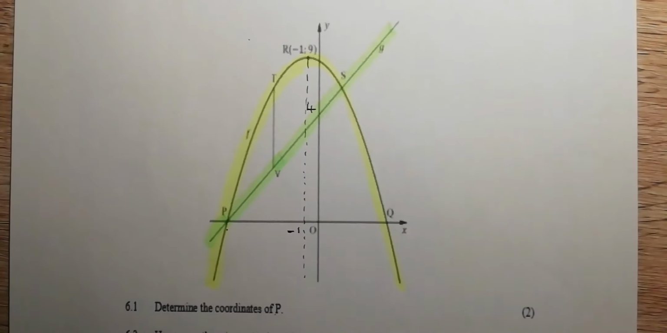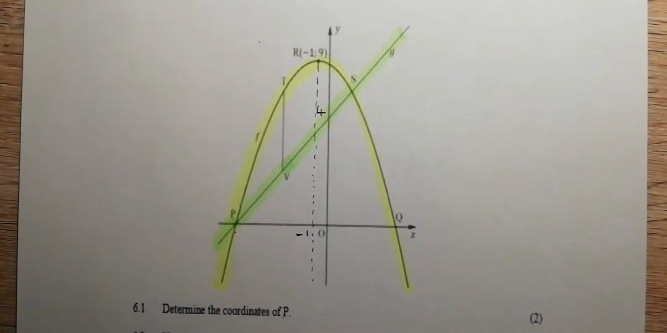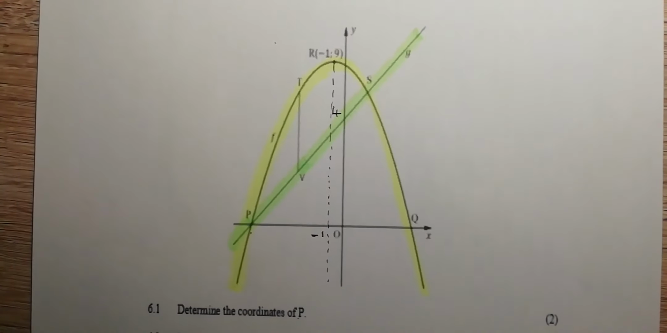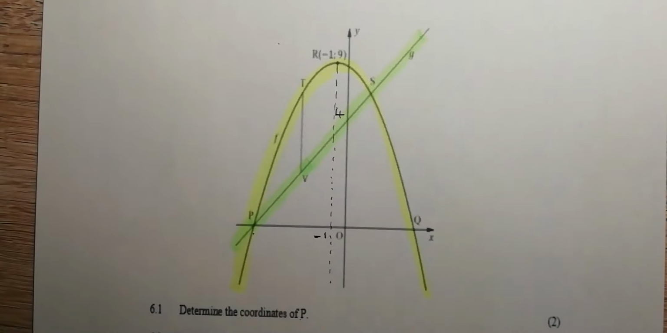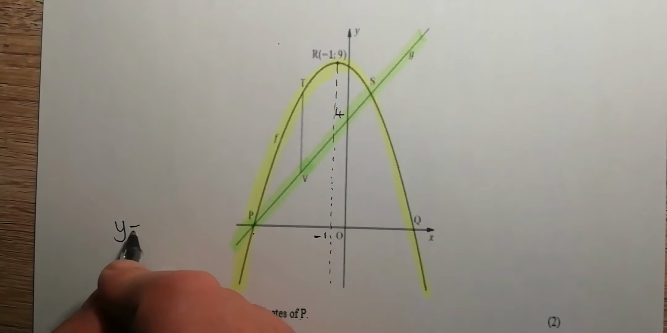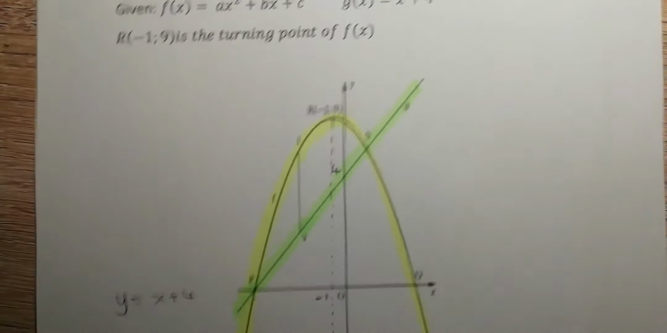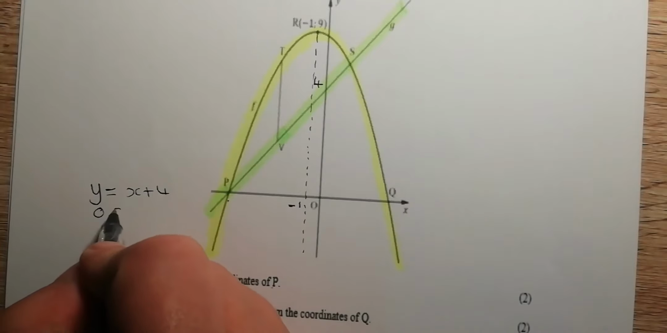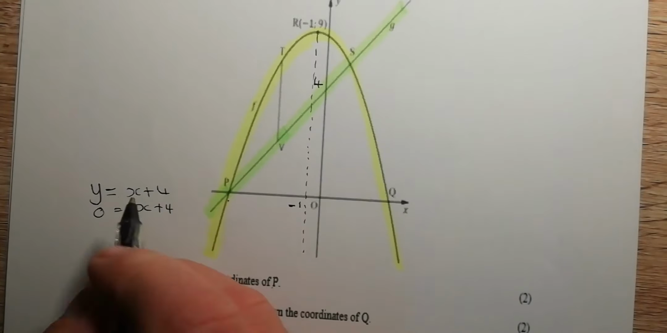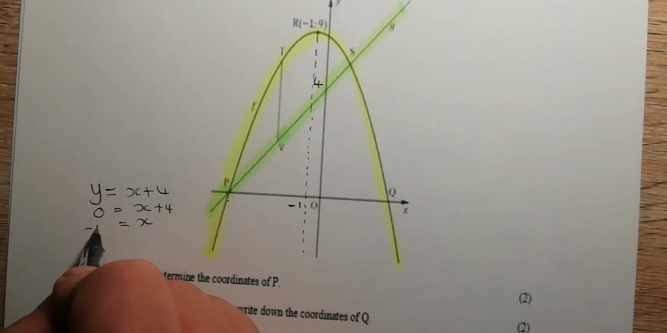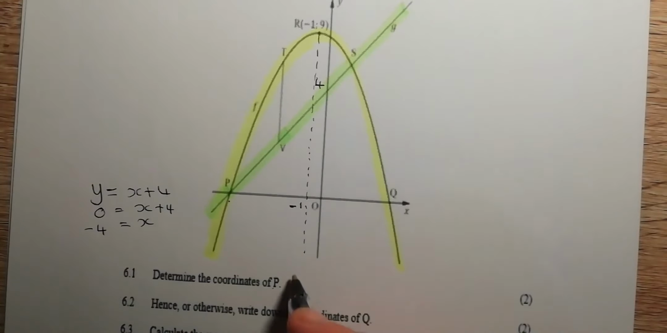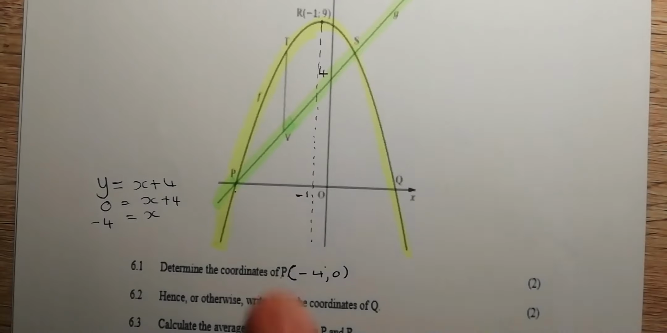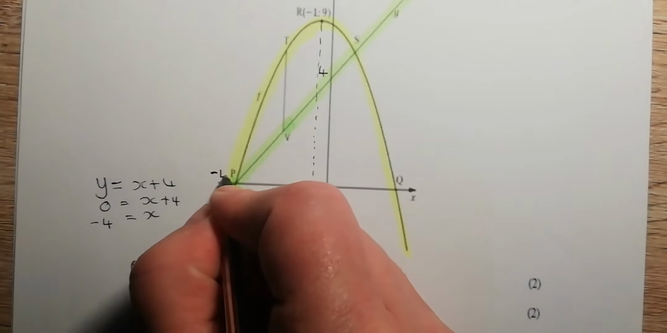my x-intercept. So if P is my x-intercept, then I am going to say, let y be 0. So y is equal to x plus 4. So 0 is equal to x plus 4. So x is equal to -4. That means P, written as a coordinate, is -4 and 0. And I indicate this on my sketch. This is -4.